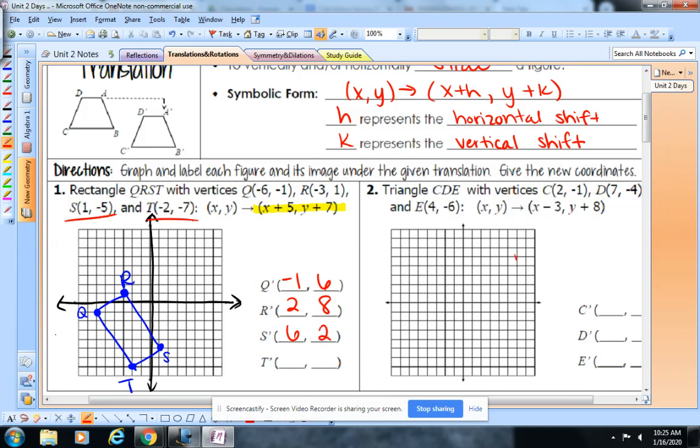And then lastly, T is (-2, -7). What's -2 plus 5? 3. What's -7 plus 7? 0. And then you graph your new rectangle and label it Q prime, R prime, S prime, T prime.